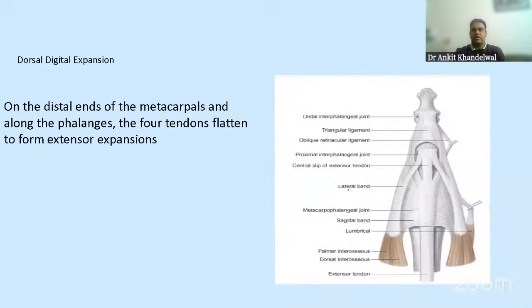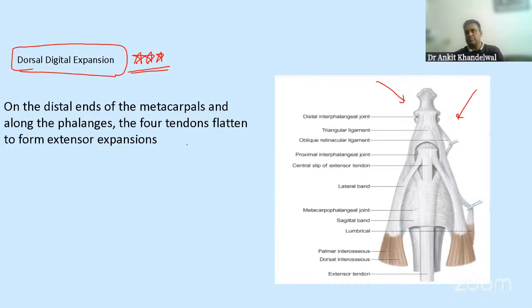Again, a similar image. Yeah, one more question can come, or does come. It is very, very important. I will give 3 stars. It's the dorsal digital expansion. This diagram you have to practice, guys.